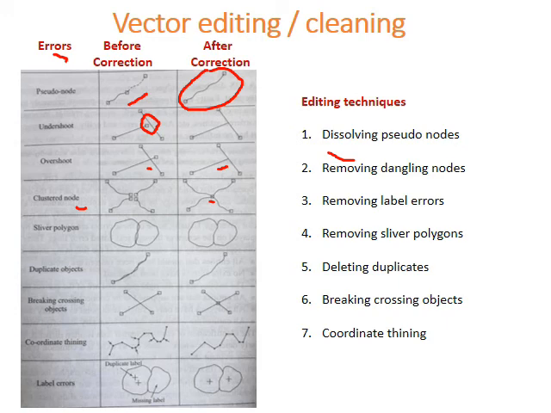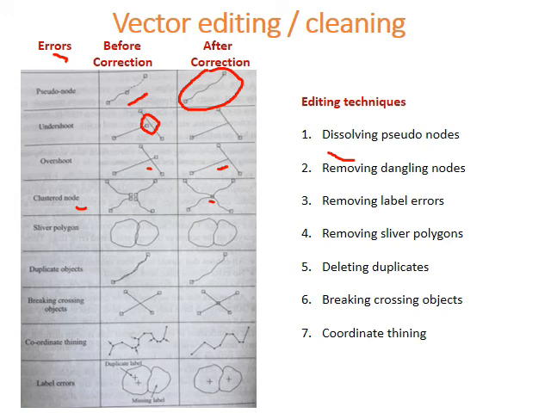Sometimes in the digitization process, you would have repeated twice on the same line, so it will create some duplicate objects. And when you try to calculate the length of this object, it will give doubled information. So that has to be rectified. So you delete the duplicating objects, and there may be crossing objects. You can see these two objects are crossing each other. Try to break it and put a node there.